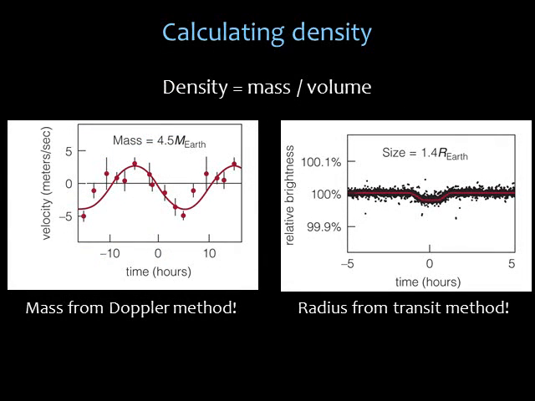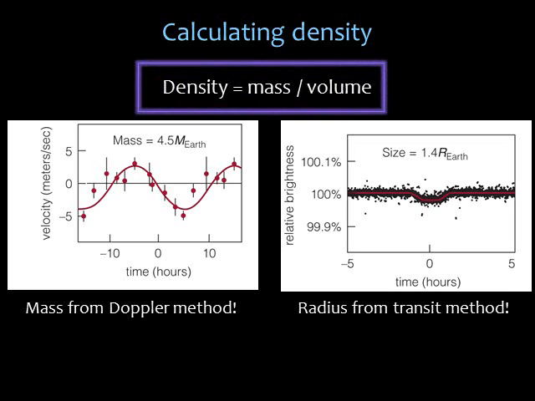Believe it or not, we can even get at the density of the planets. Remember, density is an object's mass per volume. The Doppler method can give us planet mass, and the transit technique can give us planet size, or the planet's radius. From the radius, we can calculate the volume. We can get at density. And density offers clues to what the planets are composed of.